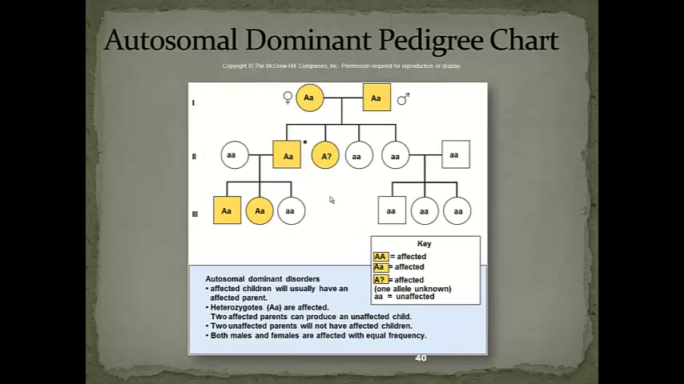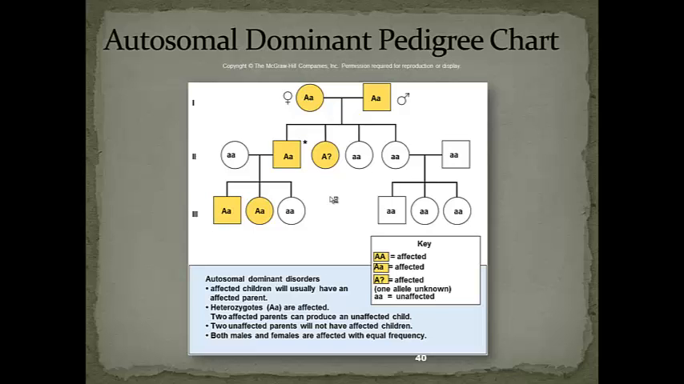Here's an autosomal dominant pedigree. An affected kid will usually have an affected parent, because someone's got to give them that dominant allele. Heterozygotes do have the disorder. 2 unaffected parents will not have an affected kid. 2 affected parents, if they are both heterozygotes, can have an unaffected kid. Both males and females are affected with equal frequency.